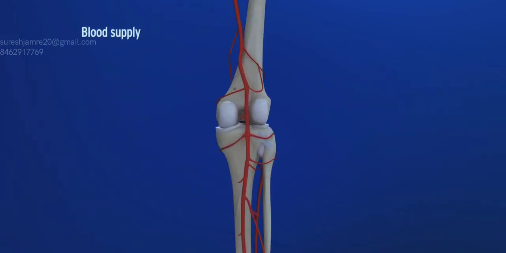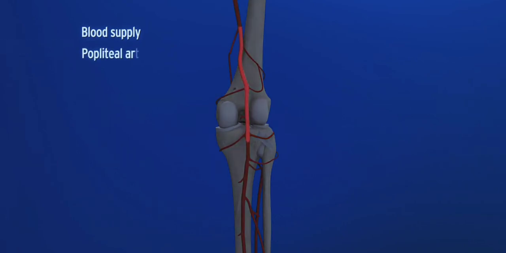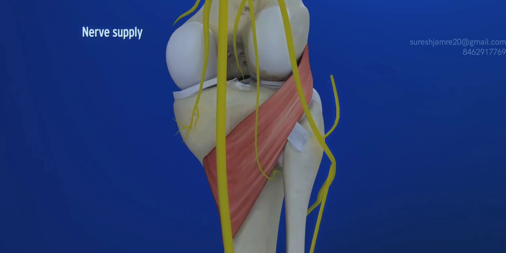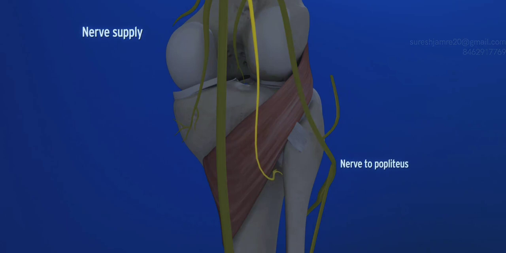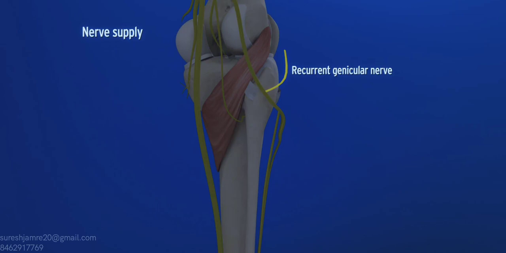Blood supply is by the inferior lateral genicular branch of the popliteal artery. Nerve supply: the superior tibiofibular joint is supplied by the nerve to popliteus and the recurrent genicular nerve.